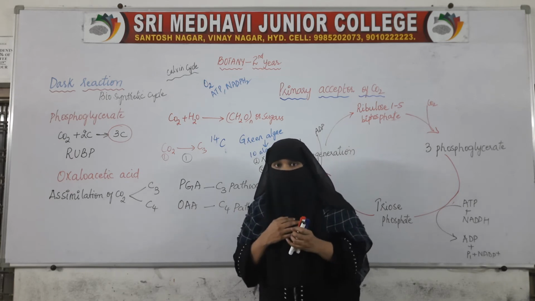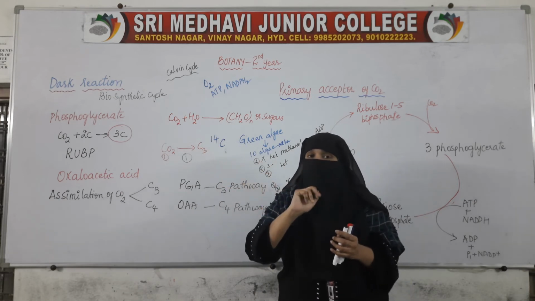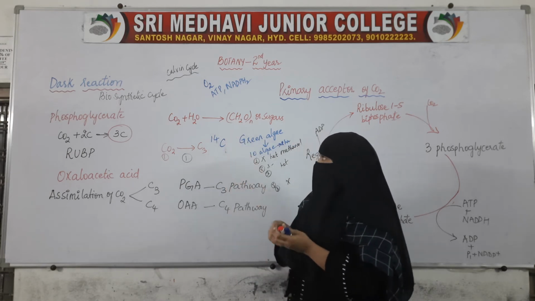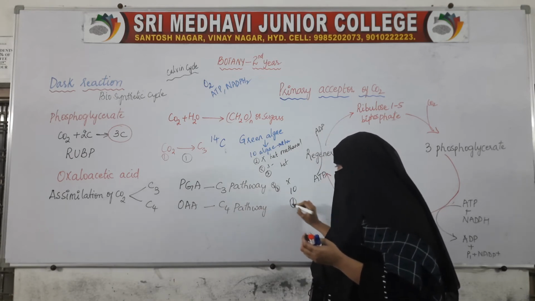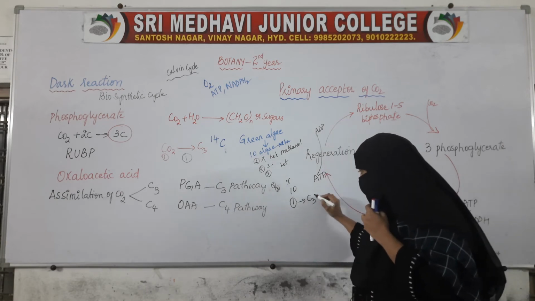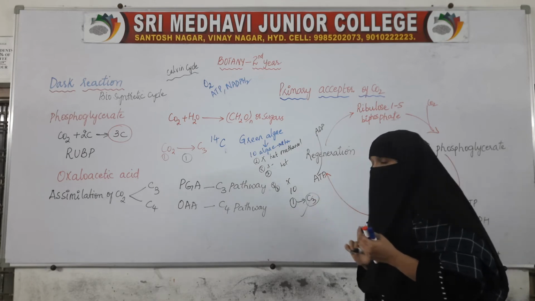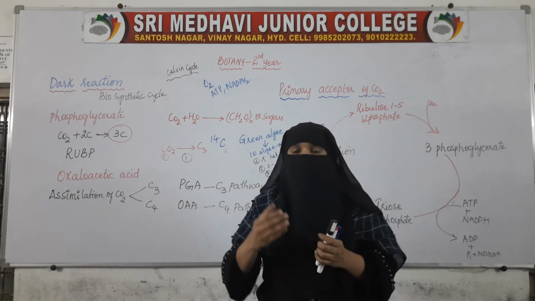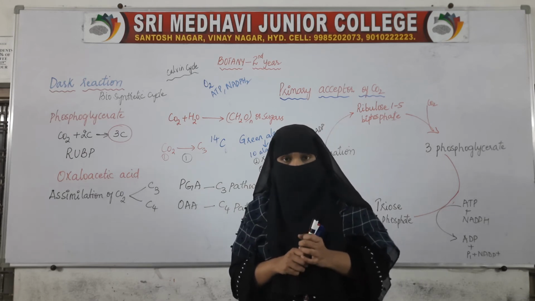What I am trying to say is that Melvin said the first formed compound is a 3-carbon compound. For example, if this is a 10-step process, in the first step the product formed is a 3-carbon compound. So the scientists researched whether in all plants a 3-carbon compound is formed, and they found that in a few plants a 3-carbon compound is formed, and in a few plants a 4-carbon compound is formed.